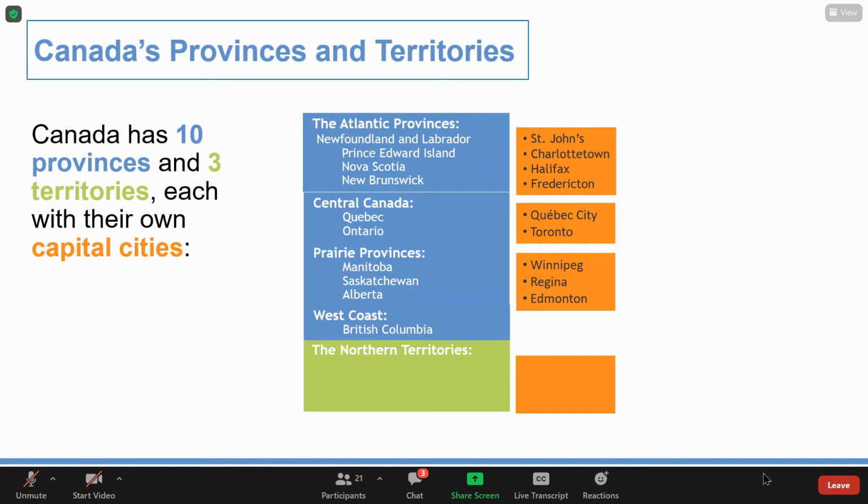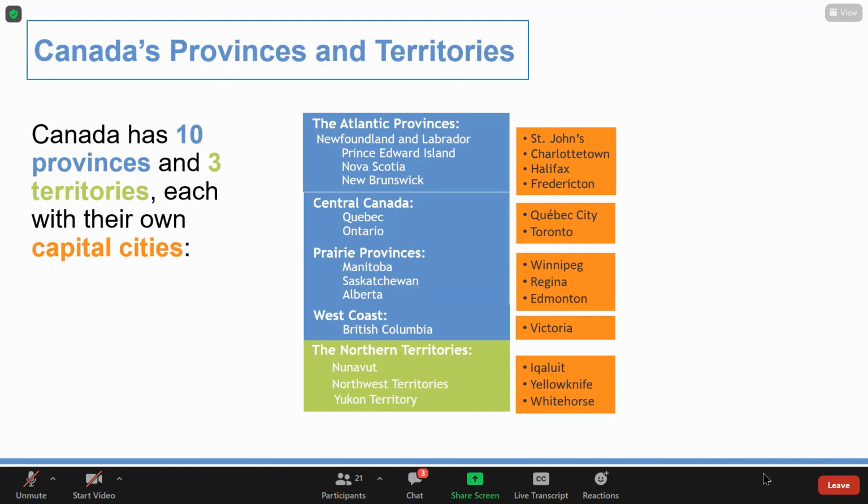Then we move to the west coast, which is British Columbia, and the capital of that province is Victoria. So those are the 10 provinces with their capitals. Then we have 3 territories: Nunavut, with the capital Iqaluit, then the Northwest Territories, with the capital Yellowknife, and Yukon Territory, with the capital Whitehorse. So in total, we have 13: 10 provinces and 3 territories. It is very important to know the names of the provinces and territories and their capitals.